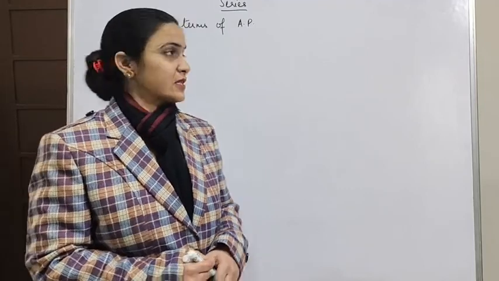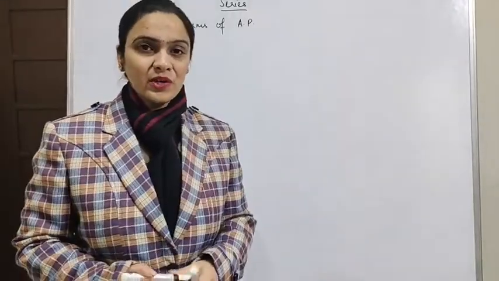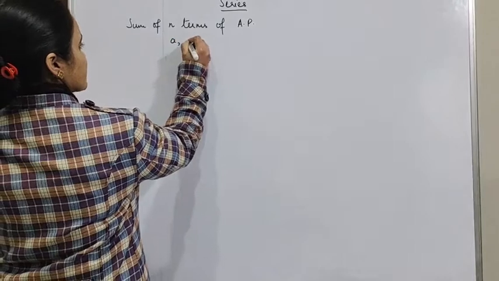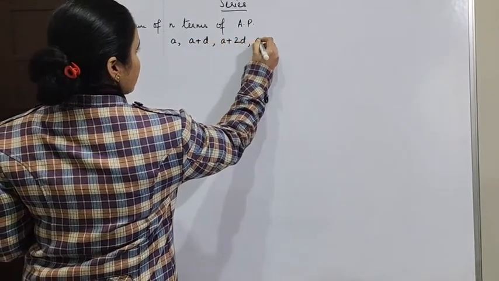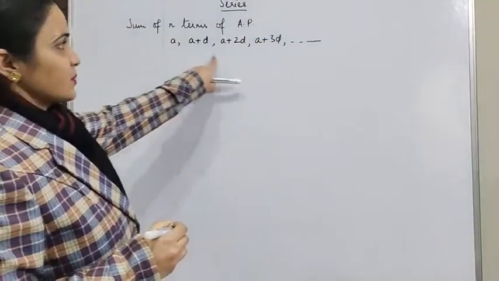Students, today we will discuss the sum of n terms of an arithmetic progression. Let us suppose we have an arithmetic progression given as a, a plus d, a plus 2d, a plus 3d, and so on. This is an arithmetic progression.